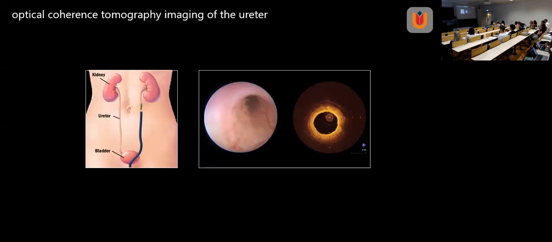So our hypothesis was then, okay, can we go in with an OCT scanner and make images and see if we can find any problems there. So you saw in the movie.